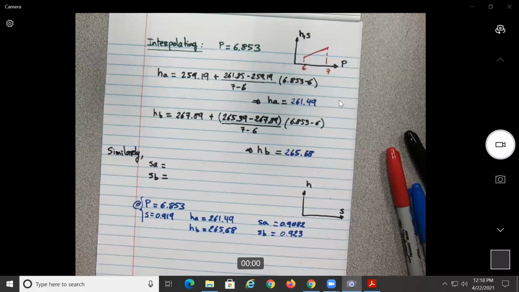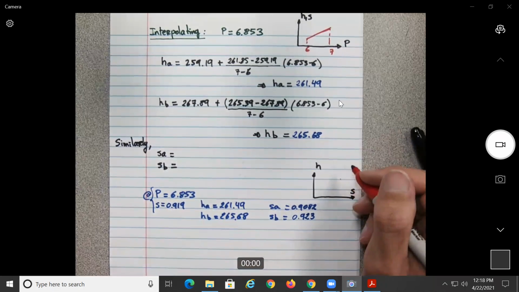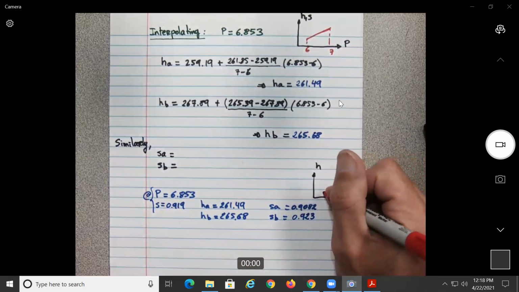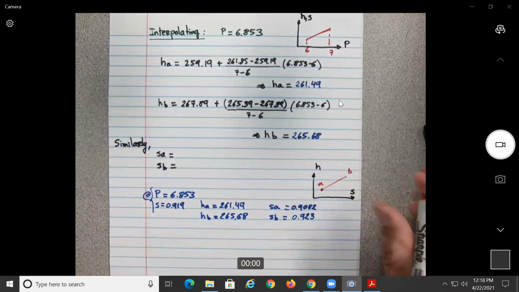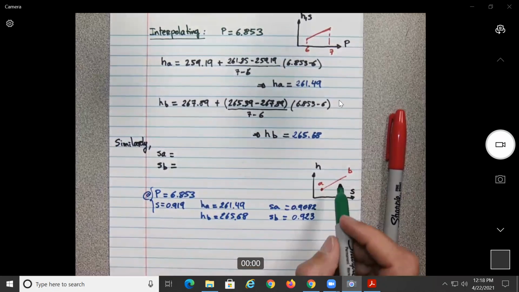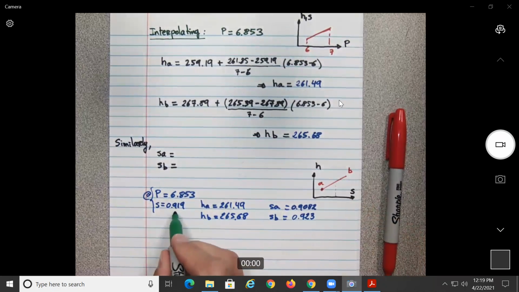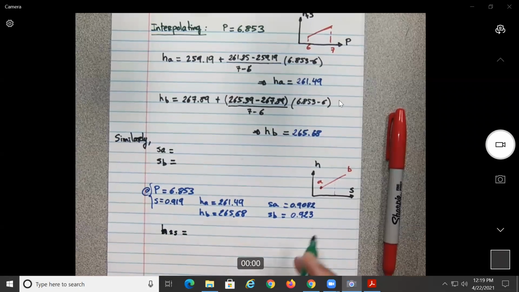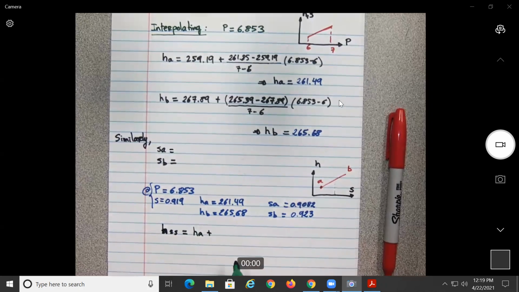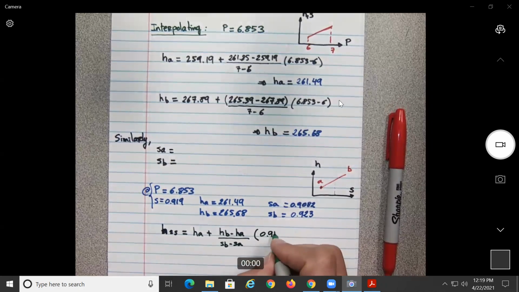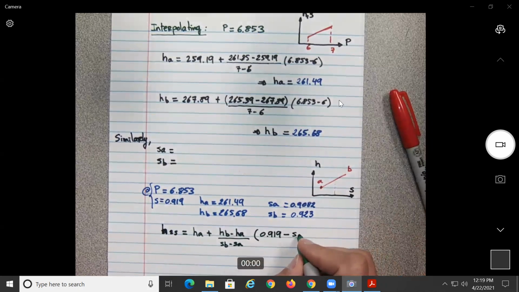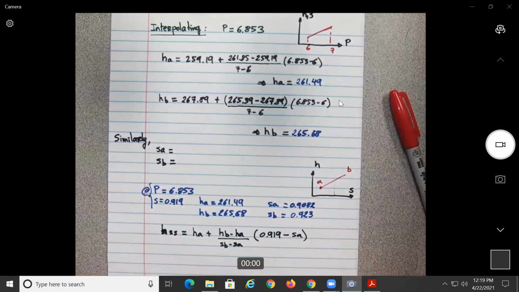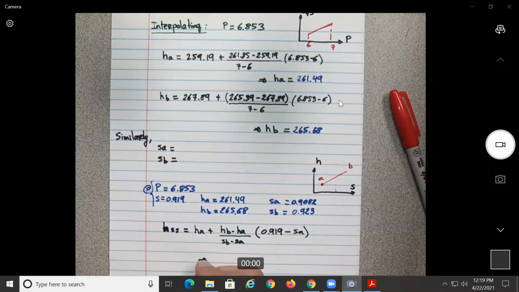Okay, so basically this is the data. This one we did together in class. This one you did on your own, so I hope it's correct. So now we go from A to B again. And now what is the value that we know? We know the S's, but we need to find the H. And the S that we know here is 0.919. So we're going to have H2S, which is what we're trying to find, should be equal to H sub A plus H sub B minus H sub A divided by S sub B minus S sub A times the 0.919 minus S sub A. And this should give us the value for H2S.